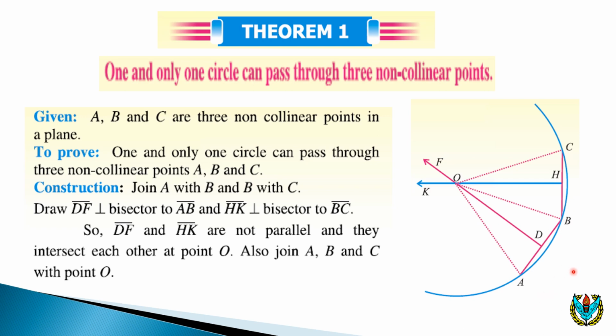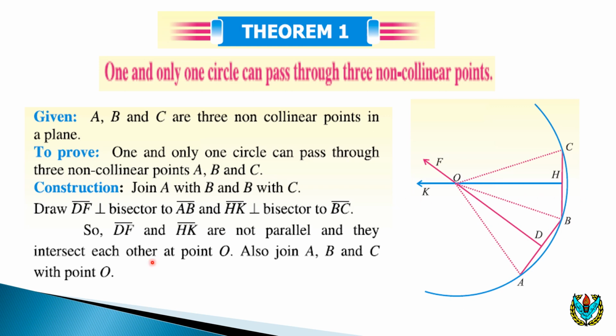We will draw the right bisector of AB, which is DF, as we have discussed earlier, that a right bisector is a perpendicular line which divides a line segment into two equal parts. Each and every point on the right bisector of a line segment will be equidistant from A and B. So DF is the right bisector of AB.